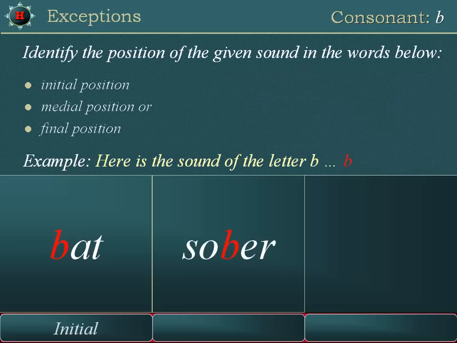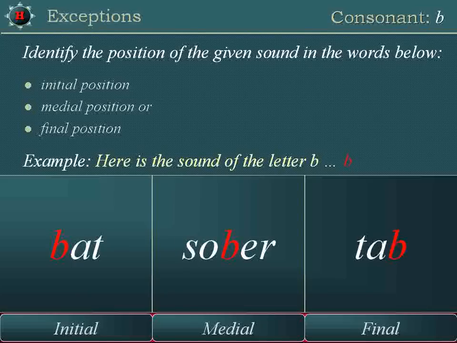Sober. Medial position. B, sober. Medial position. Yes, B is in the medial position. Tab. Final position. B, tab. Final position. Yes, B is in the final position.